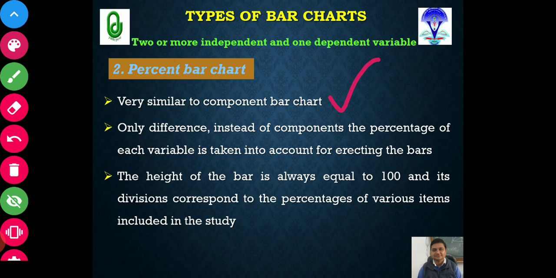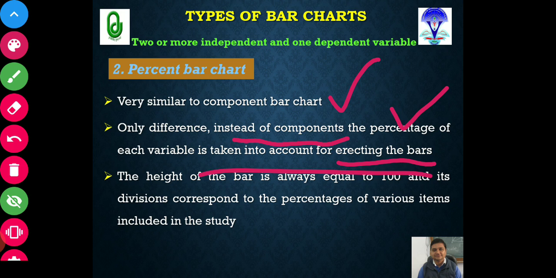The only difference is that instead of components, the percentage of each variable is taken into account for erecting the bar. So in component, you are taking the actual frequency of that particular independent variable. But in case of percentage bar diagram, you are taking the percentage of each independent variable. Just we will see, the height of the bar is always equal to 100.